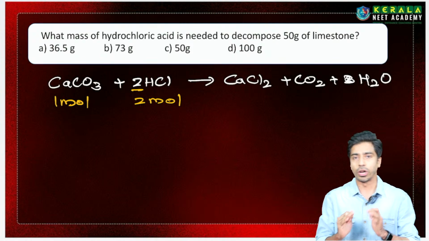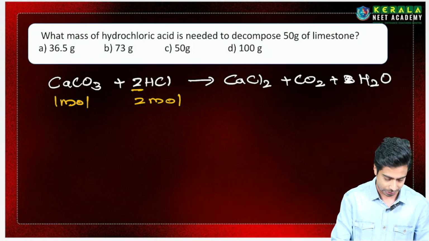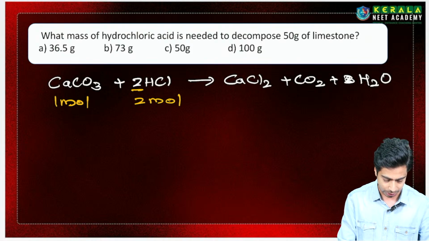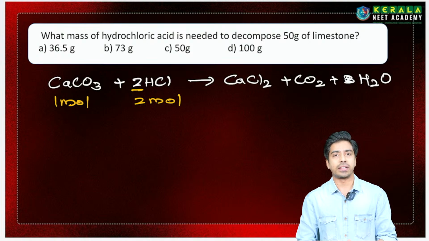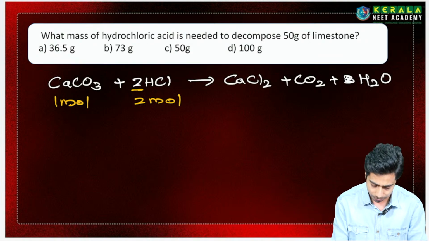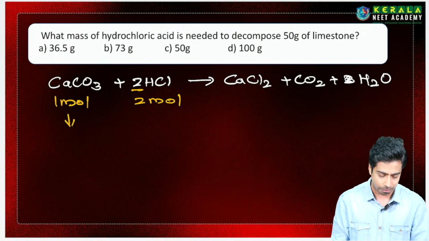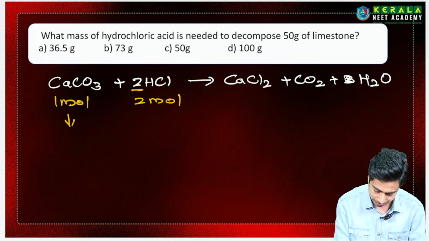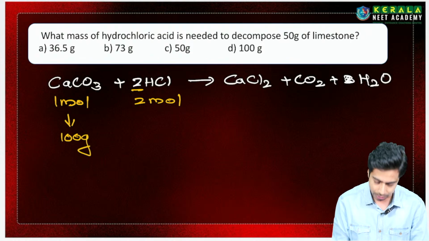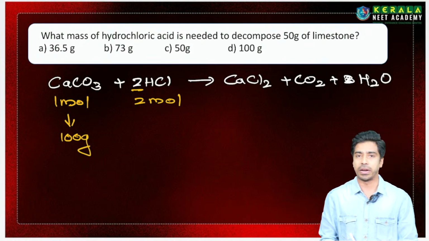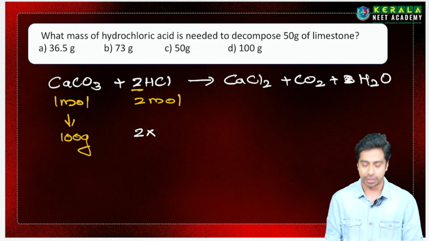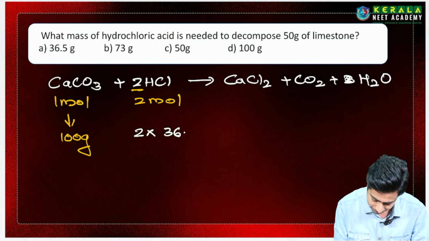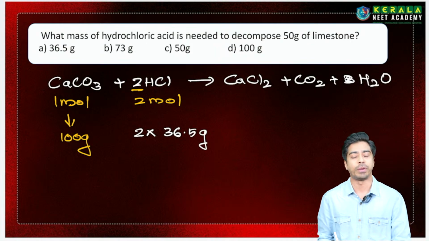Hope I am audible to you. If you have any issue, just raise some comments so that I can see here. So 1 mole of calcium carbonate will be reacting with 2 moles of HCl. The molar mass of 1 mole of calcium carbonate is 100 gram per mole. So for 100 gram per mole of calcium carbonate to react, we require 2 into HCl, which is 36.5 gram. So this is the stoichiometry.